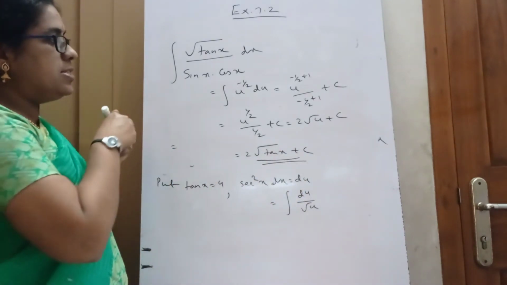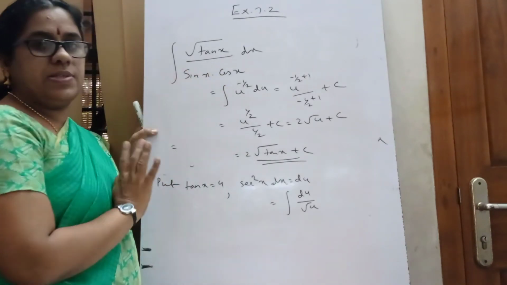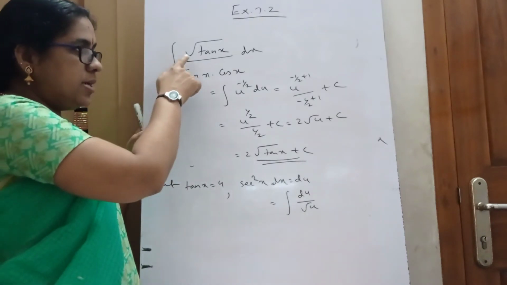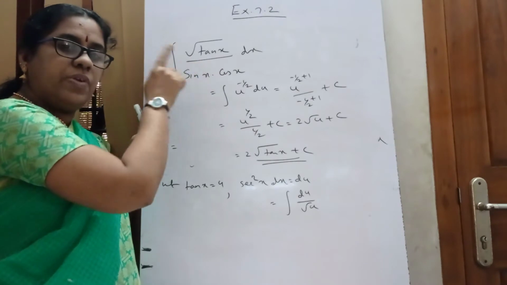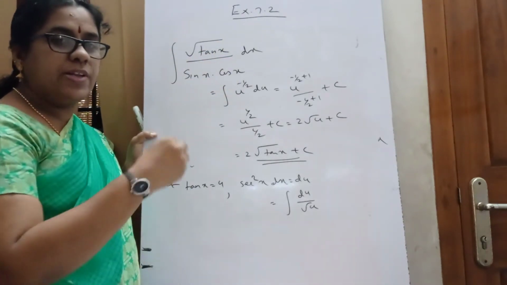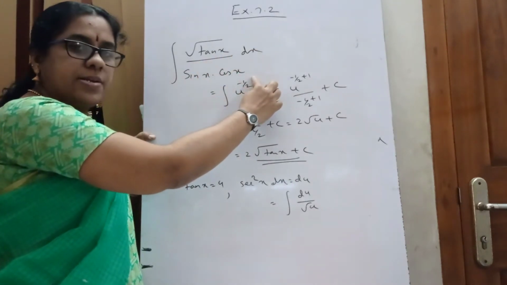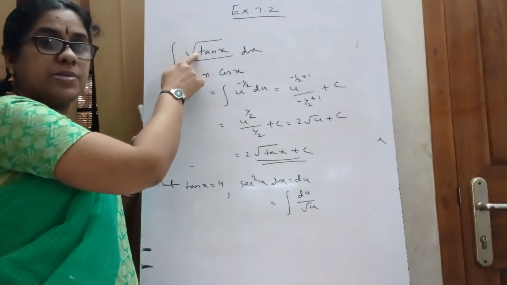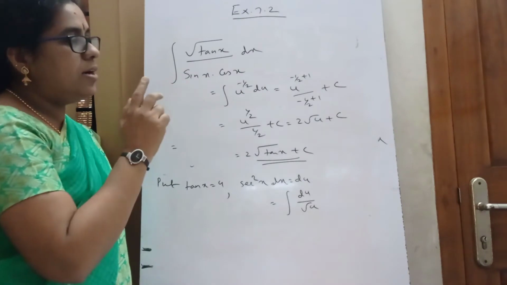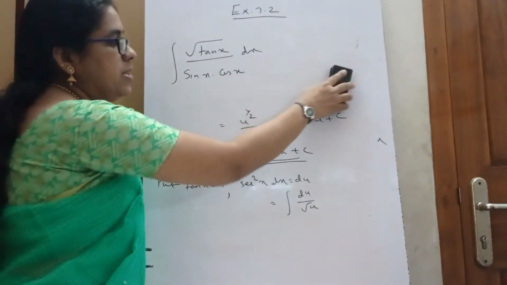In the first step we have to multiply and divide the denominator by cos x. This is the starting. Or another method is also there. Here we can see root tan x, so we can multiply numerator and denominator by root tan x also. That's another method. If we multiply both the numerator and denominator by root tan x, it becomes tan x divided by root tan x into sin x cos x. Then you will get the same steps.